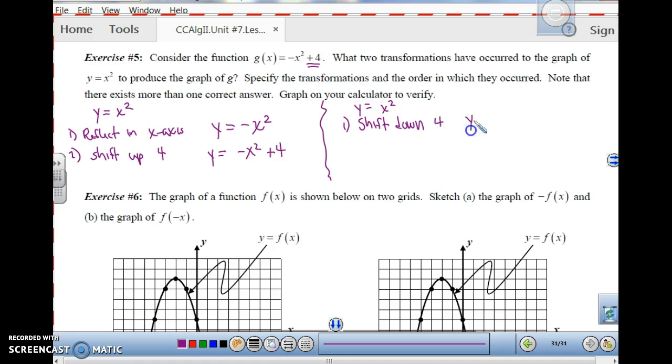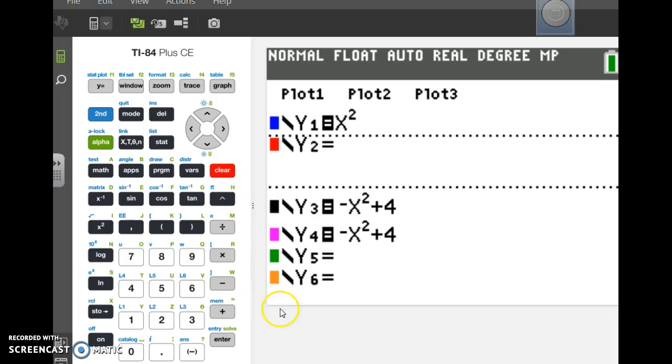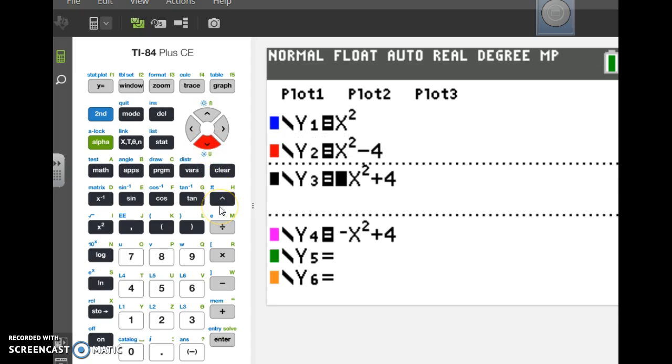Okay, so that would be y equals x squared minus 4. Then, what if I reflected it in the x-axis? That would mean negating that, so negative x squared minus 4 becomes negative x squared plus 4. Now let's see if that works in the calculator. This time we're starting with y equals x squared. We are going to move it down 4 first. So it's going to be x squared minus 4, and then it's going to be negative x squared plus 4 to get to the value.